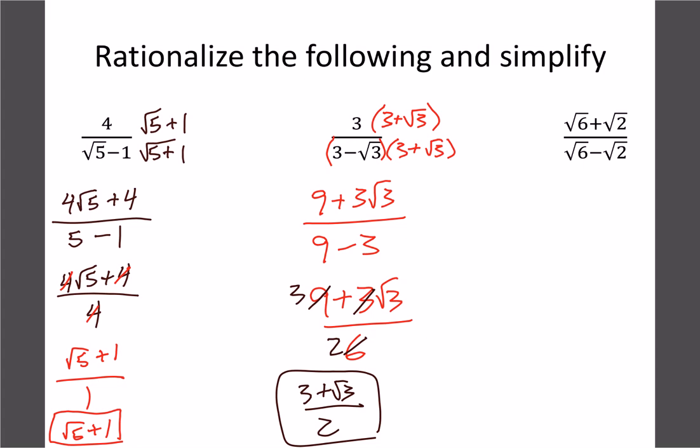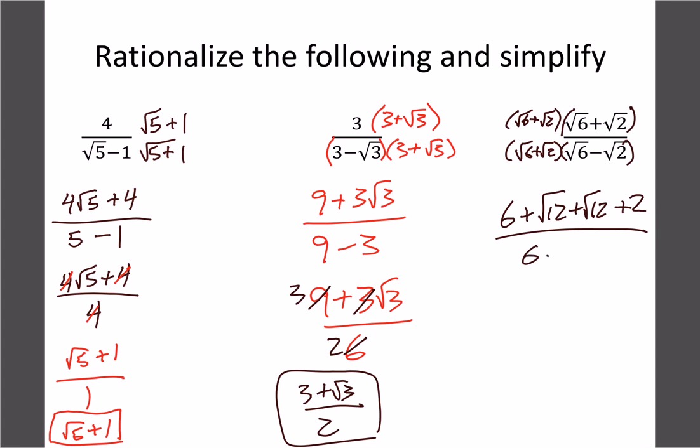And our last one, we have root 6 minus root 2. I'll write it over here. I don't have enough room, but we'd have root 6 plus root 2 as our conjugate. So when we FOIL at the top, you can see we get 6. Then we get root 12, another root 12, and then a regular 2. And on the bottom, we get 6 minus 2.